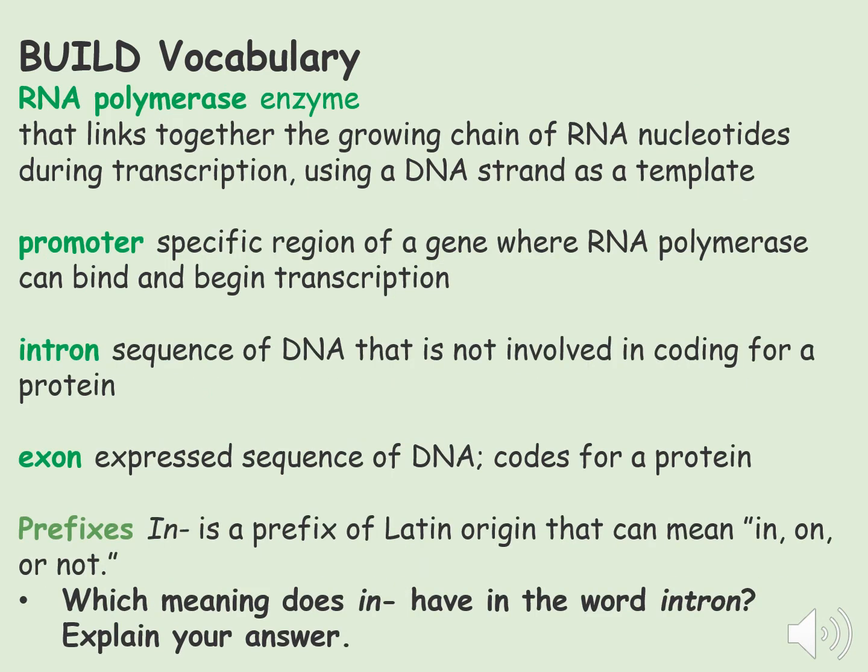RNA polymerase is an enzyme that links together the growing chain of RNA nucleotides during transcription, using a DNA strand as a template. A promoter is a specific region of a gene where RNA polymerase can bind and begin transcription. An intron is a sequence of DNA that is not involved in coding for a protein. An exon is an expressed sequence of DNA that codes for a protein.